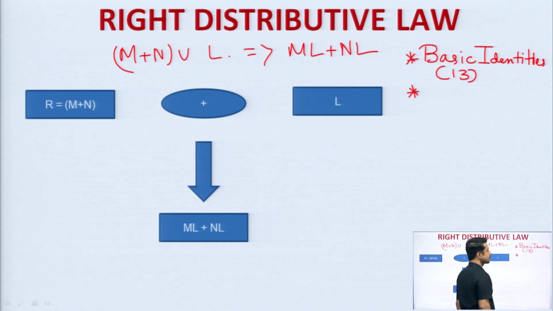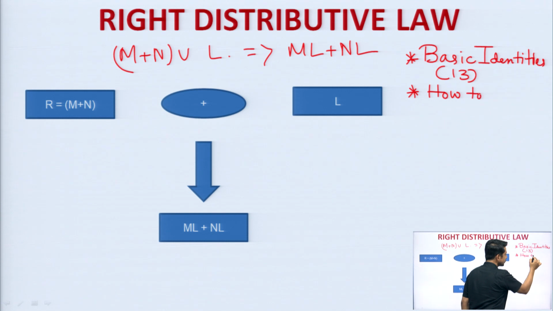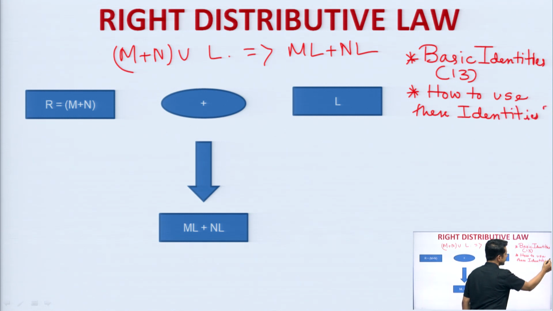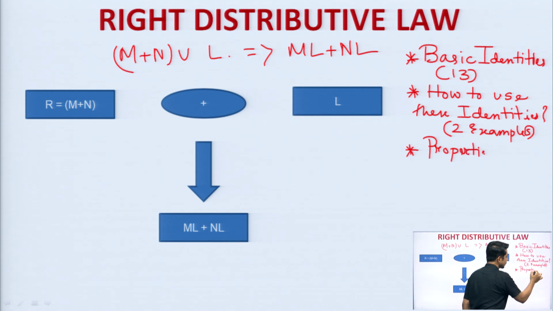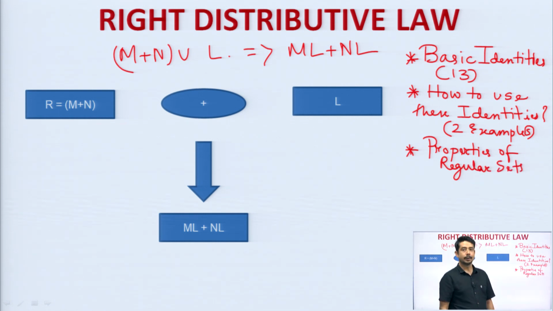Then one more thing that we have learned is how to use these identities. Okay, this concept we have seen, and for this I have done 2 examples in order to let you know, but you need to practice a lot so that you can grasp all the identities in a smoother way. Okay. Then we have seen some of the properties of regular sets or regular expressions. Okay.